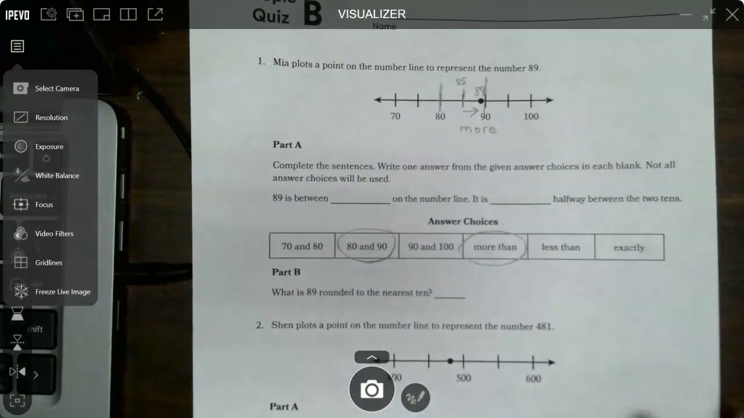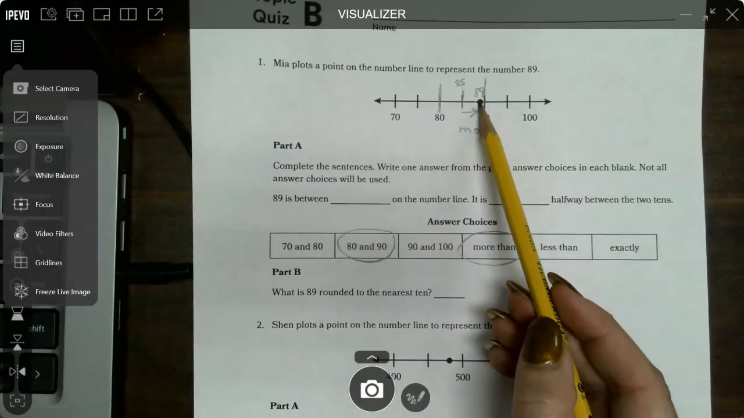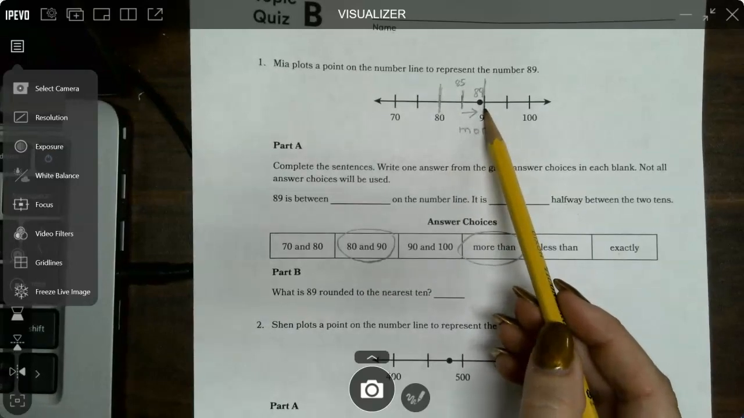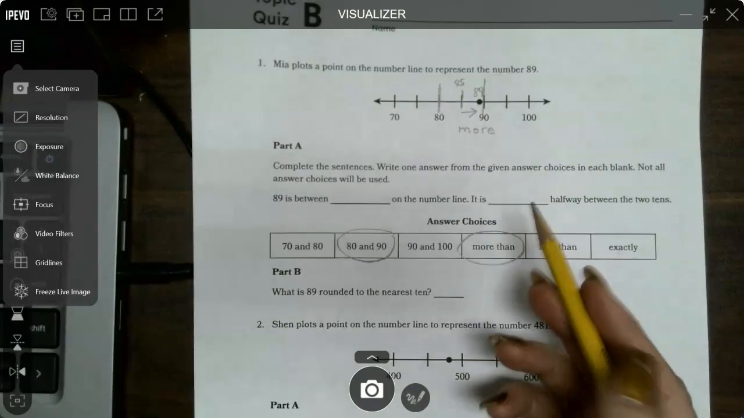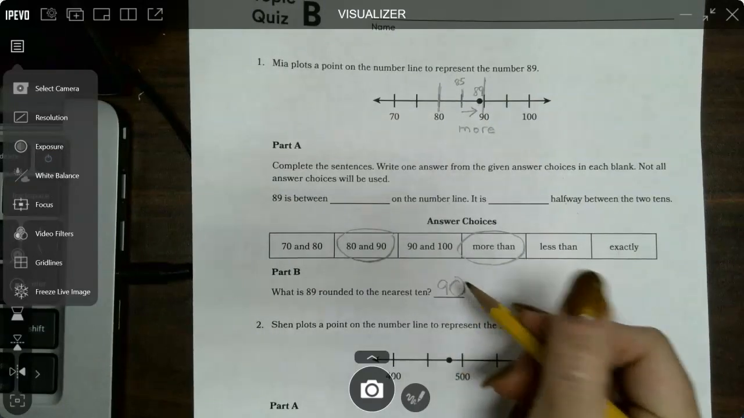Part B then asks us, what is 89 rounded to the nearest 10? So again, I'm looking at, is it closer to 80, or will it round up to 90? Which is it closest to? And it's very clear that it is closest to 90.